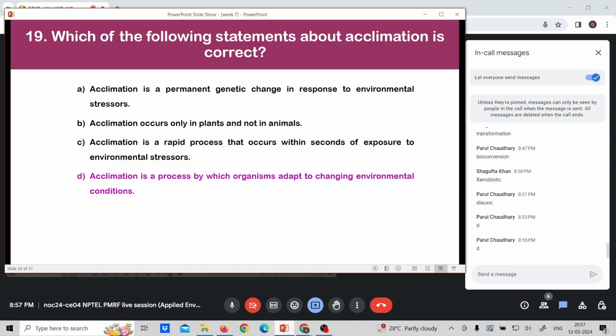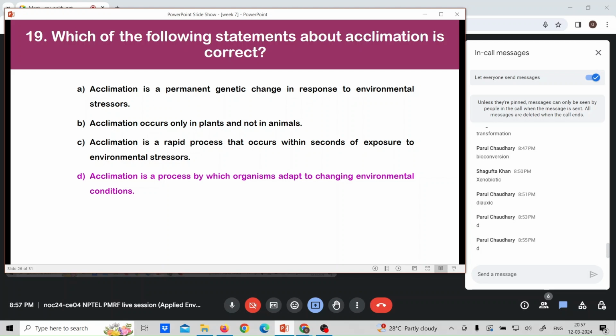So they take their own time, so it's not a very rapid process. It's not like you put it there and it starts adapting and growing well. And it not only occurs in plants, it also occurs in animals. Even we can get acclimatized.